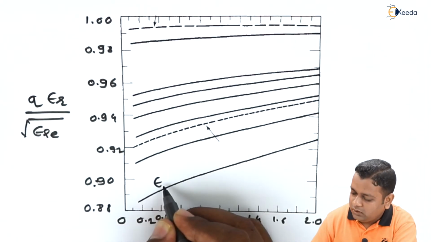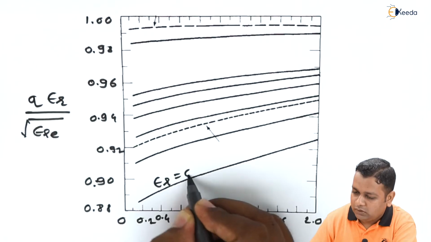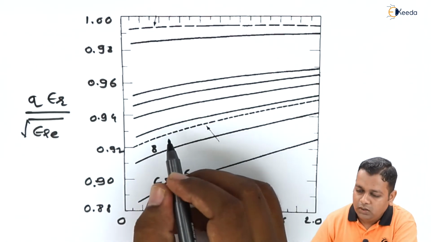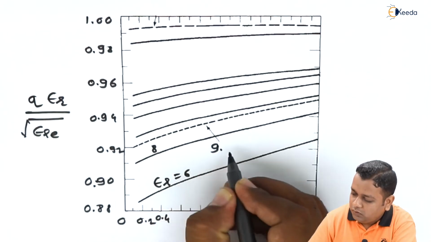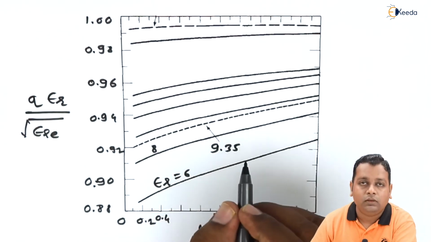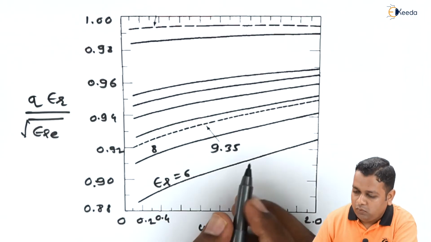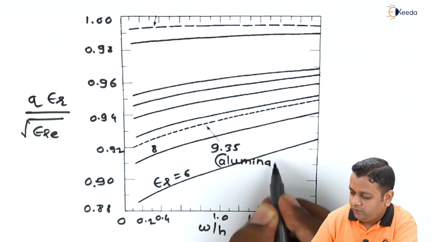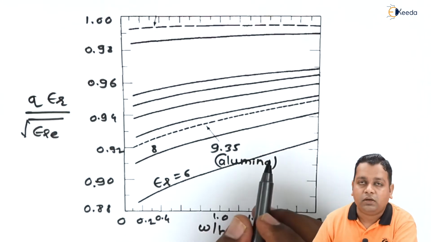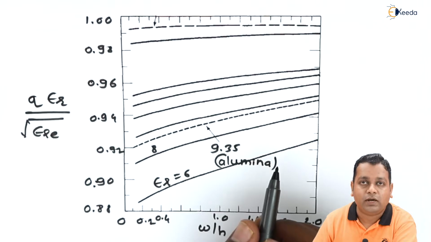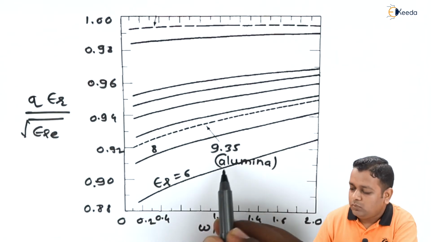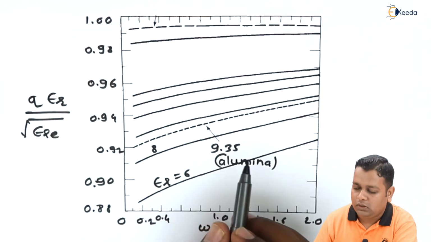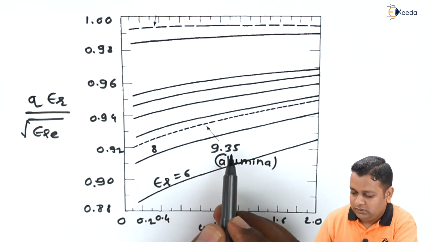So here we start with the relative dielectric constant epsilon r equal to 6, whereas it is 8 for this curvature. For this line we have 9.35, the relative dielectric constant for the material called alumina. Most possibly, as we encounter several of the problems corresponding to the microstrip line, there will be a mention of the material alumina, which will have a possible value of epsilon r like this.